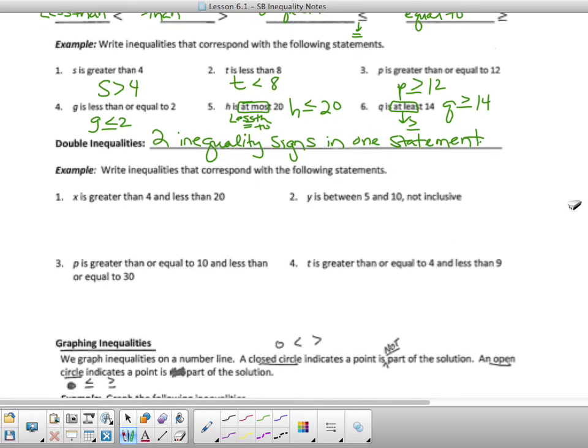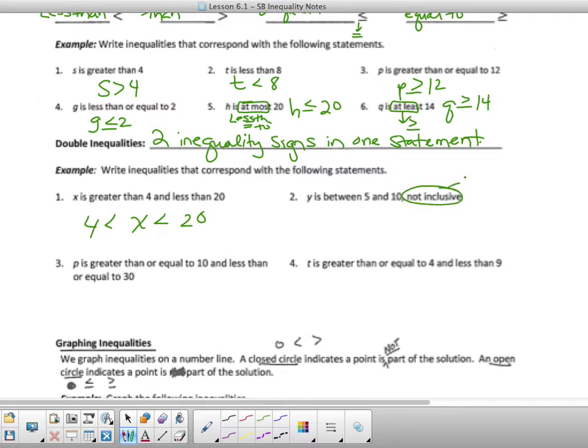So for this one, x is greater than 4 and less than 20. I'm going to put 4 as my first number, x in the center, and then 20. If I know x is greater than 4, obviously 4 has to be less than that, but it's also still less than 20, okay? Here, if I have y is between 5 and 10, not inclusive.